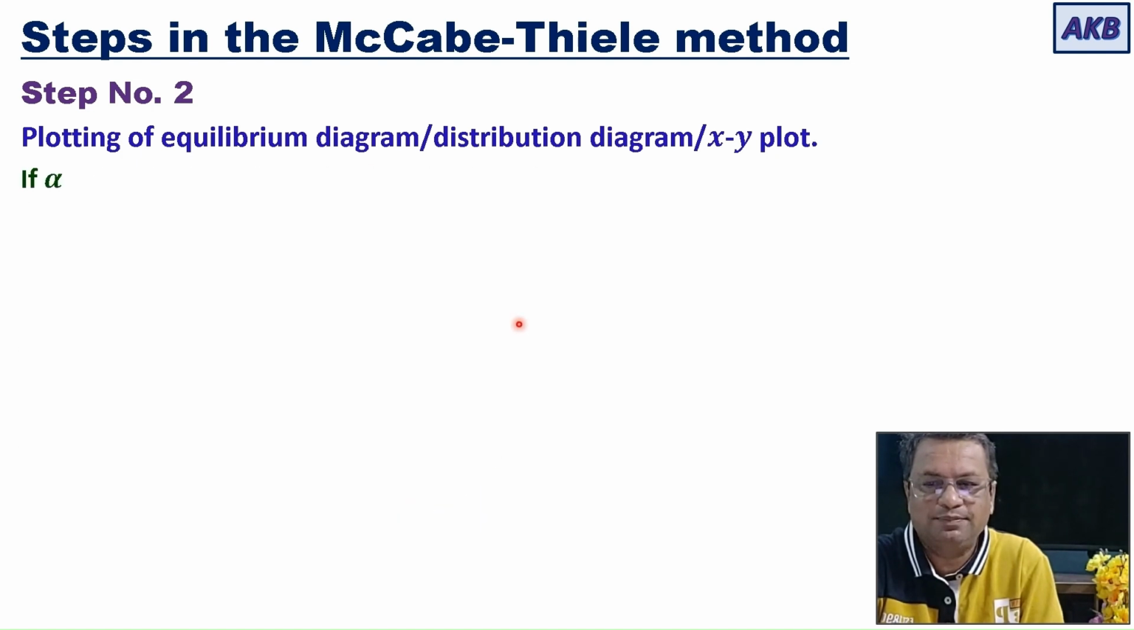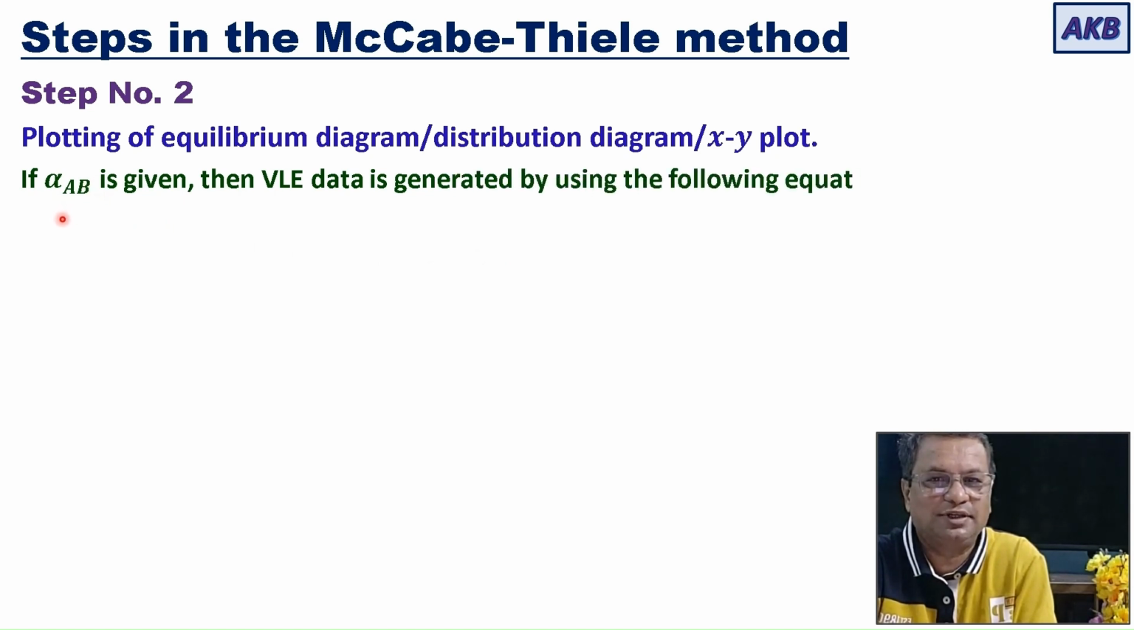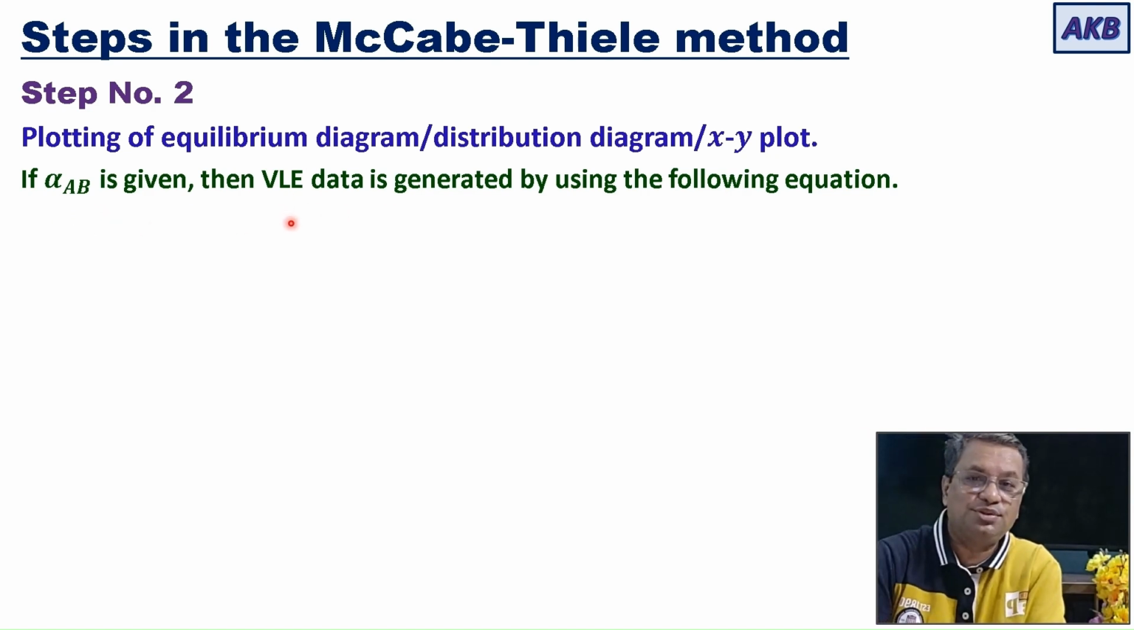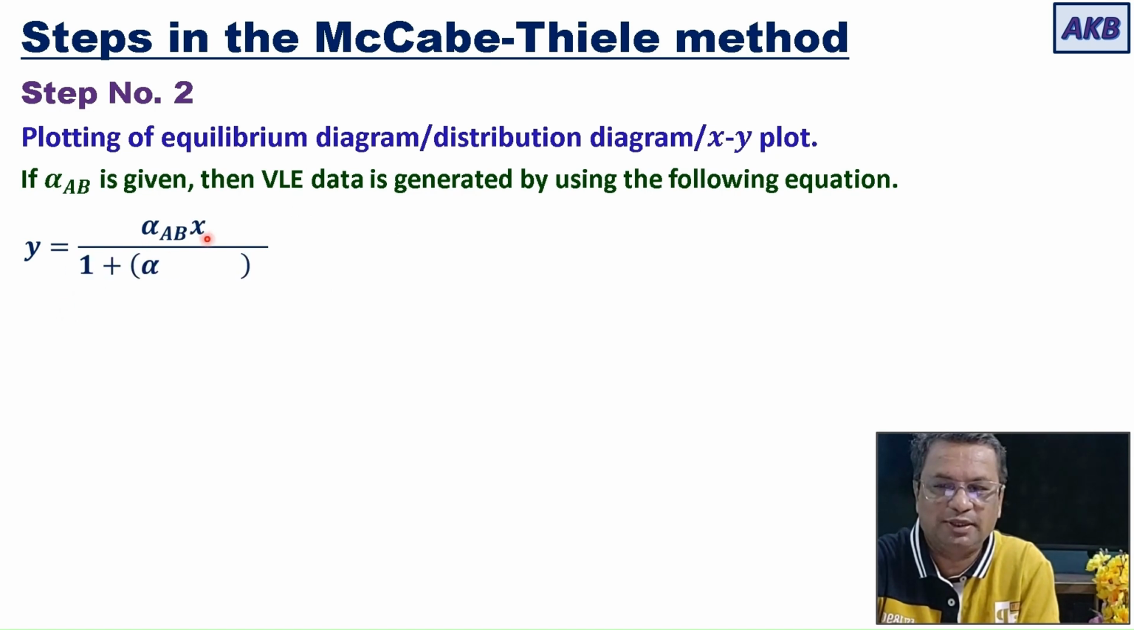Now, the case may be that VLE data may not be provided. Instead of that, they give us the value of relative volatility, alpha AB, the volatility of A relative to B. So in that case, we need to generate the VLE data. And how are you going to generate it? For that, you can use this equation: y is equal to alpha AB x divided by 1 plus (alpha AB minus 1) times x.